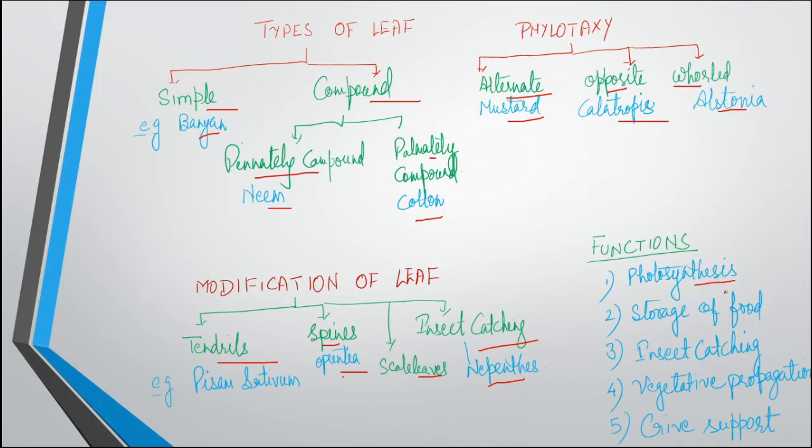They undergo the process of photosynthesis because they have a special structure, that is chloroplast containing chlorophyll, and hence they are known as the kitchen of the plant. They are also involved in the storage of food material. Some of the leaves are modified and help in insect catching. Some leaves modify to give support, like in Pisum sativum as tendrils, and leaves also perform vegetative propagation, for example Bryophyllum leaf.